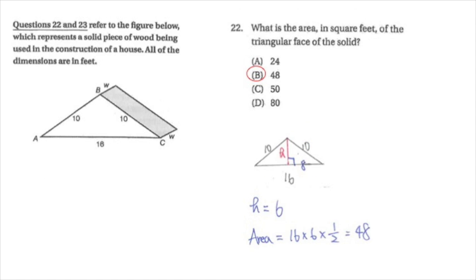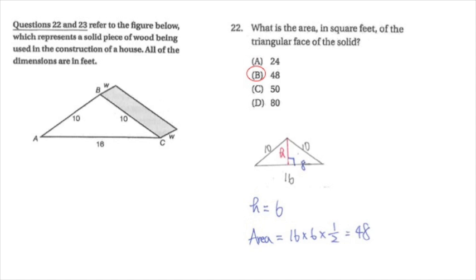For question 22, we're asked to find the area of the triangular face of the solid provided. So we can see that the triangular face is an isosceles triangle. That means if I draw the height from B to the base, the height will be perpendicular to the base and it will bisect the base. The height will then split the triangle into 2 right triangles.